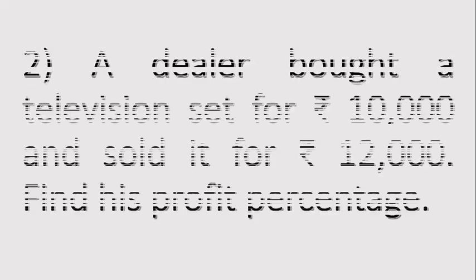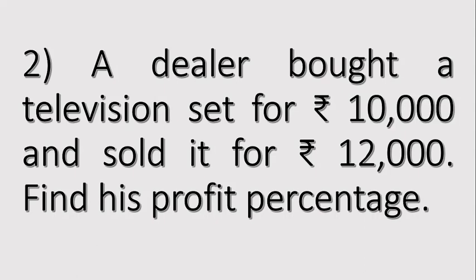A dealer bought a television set for rupees 10,000 and sold it for rupees 12,000. Find his profit percentage. Here a dealer bought a television for 10,000, so this 10,000 is the cost price, and sold it for rupees 12,000, so the selling price is 12,000. We have to find the profit percentage.